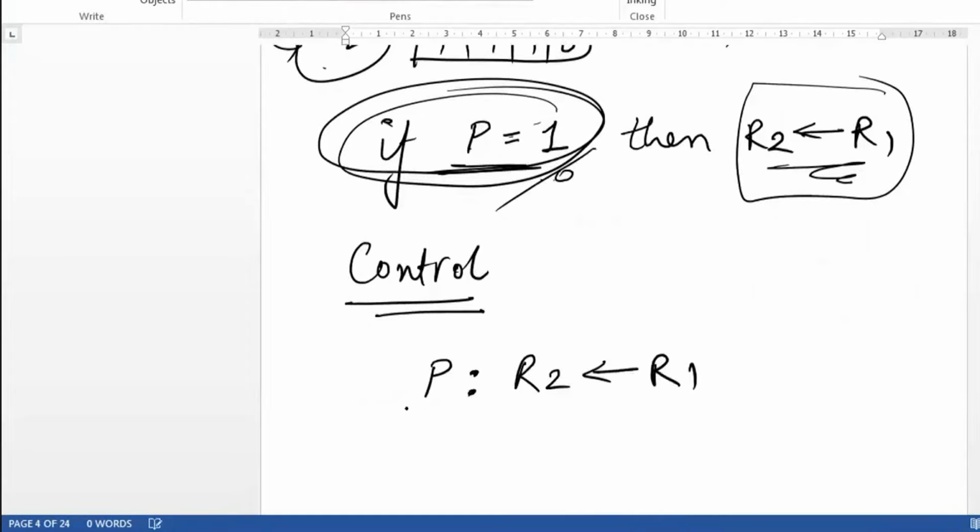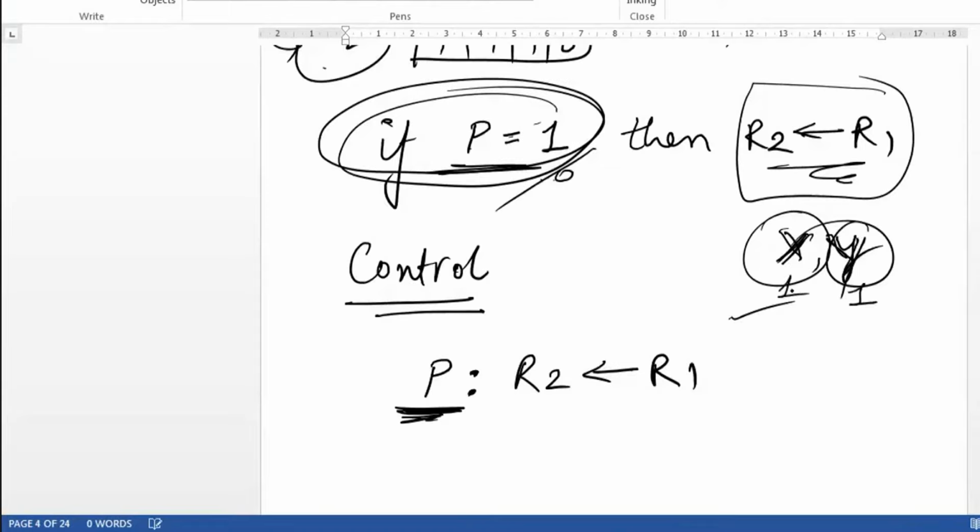What does the colon over here mean? Whatever is beside this colon is your controlling element, your control function. Only when the value of P is 1 will this transfer take place. Suppose I have two control variables, x and y, and only if the values of x and y are both 1, this operation should take place. So what will you write over here? Tell me. If both x and y are 1, then only I want to carry out this transfer.